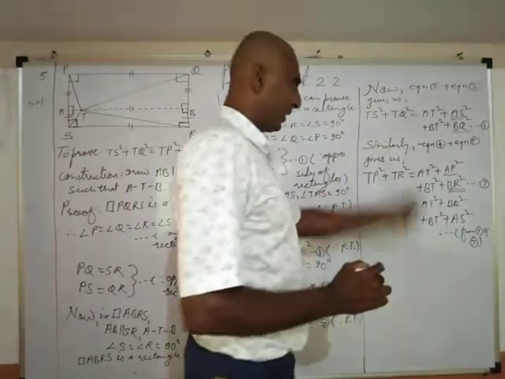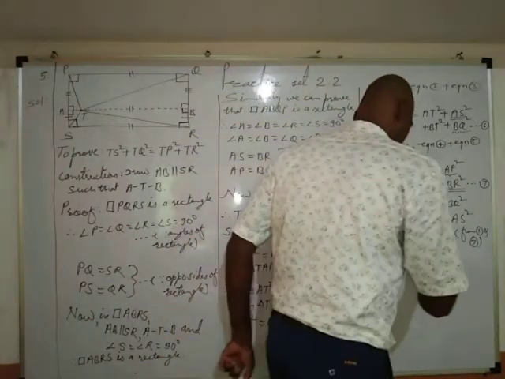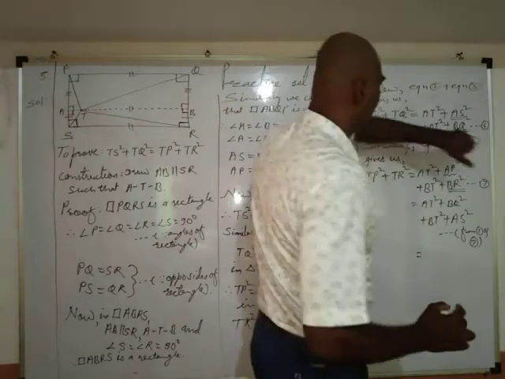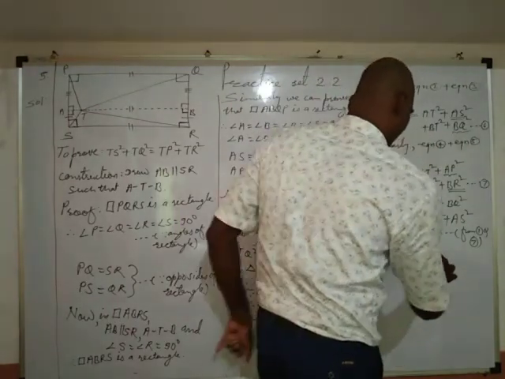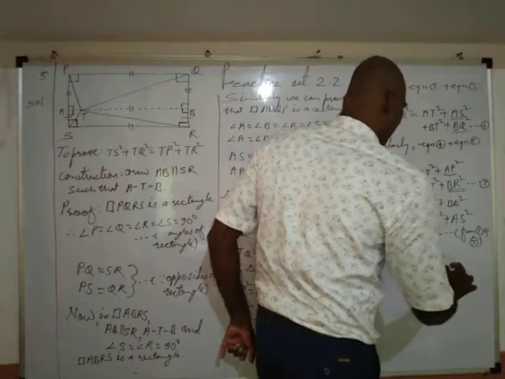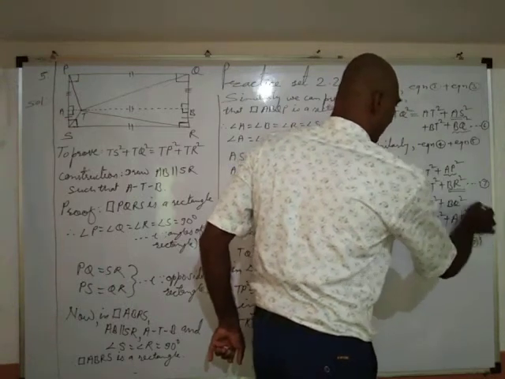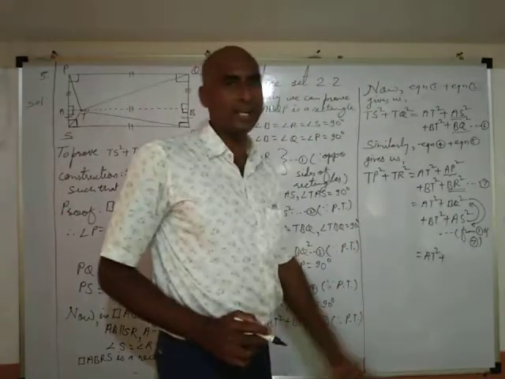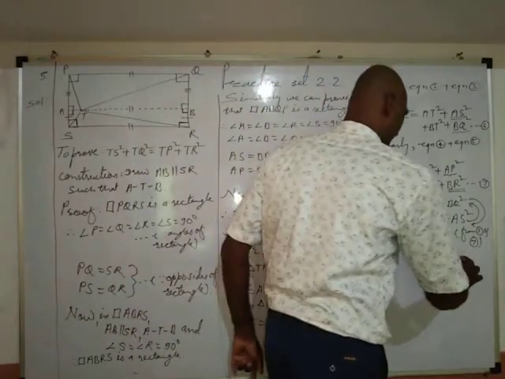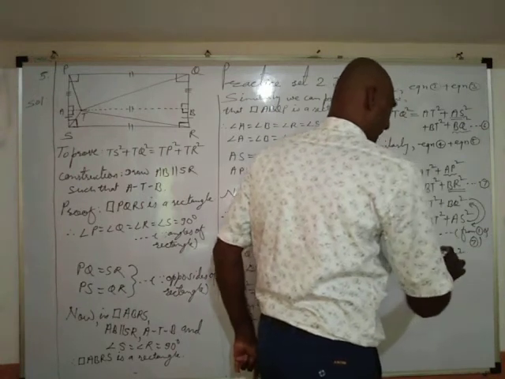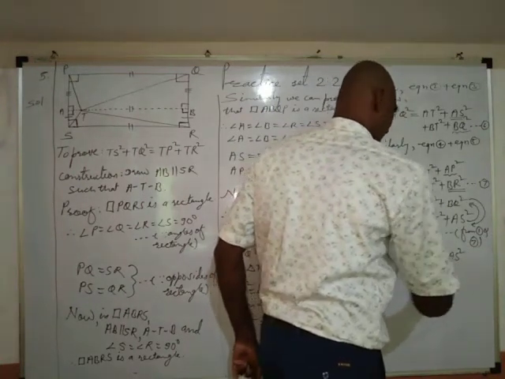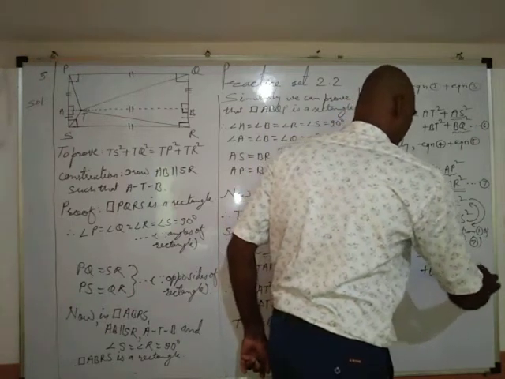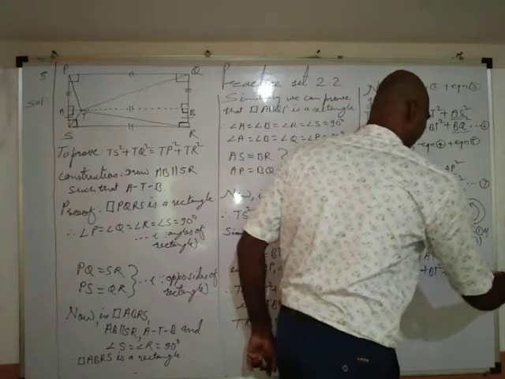And now let's rearrange the right side of equation 6. Okay, that equals AT square plus AS square. We are going to exchange the position of BQ square and AS square, so we get AT square plus AS square plus BT square plus BQ square. Now let's call it equation 8.